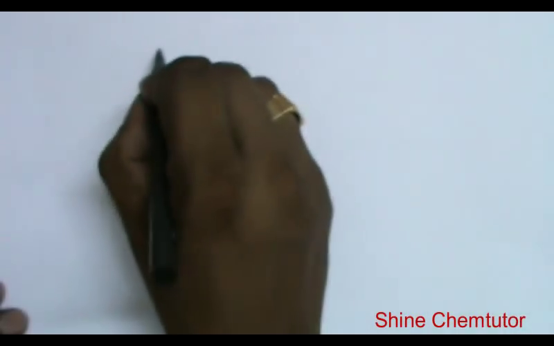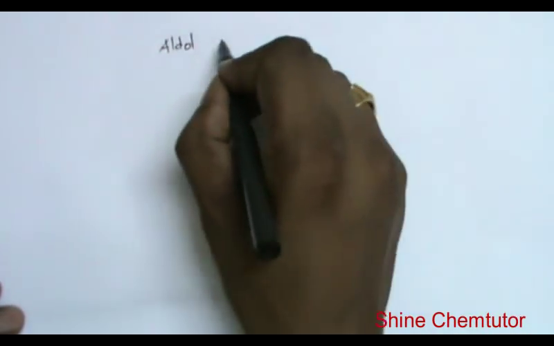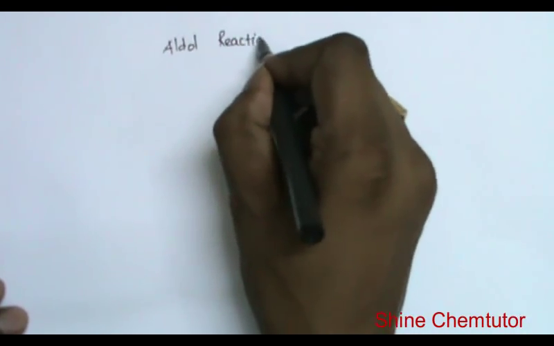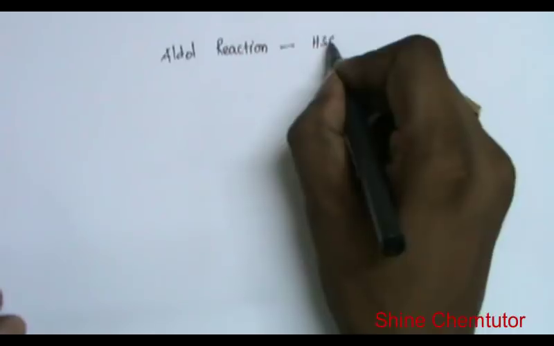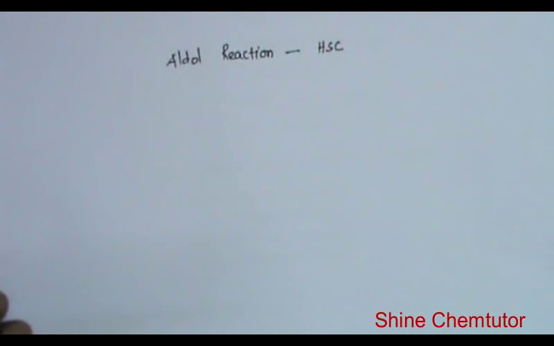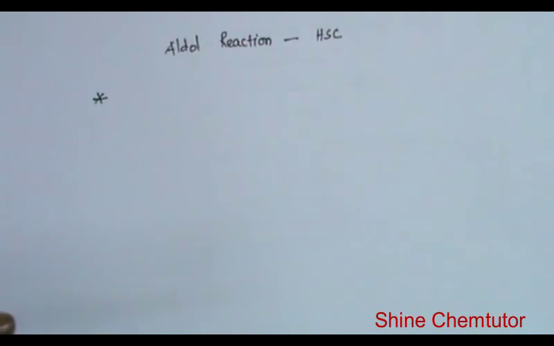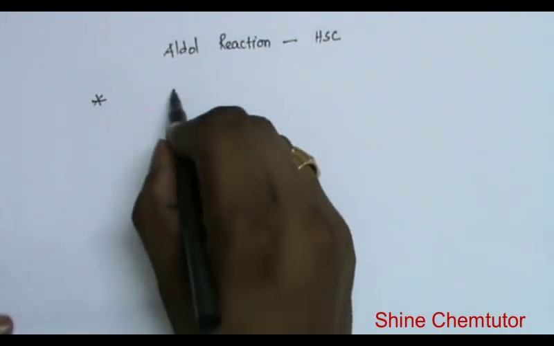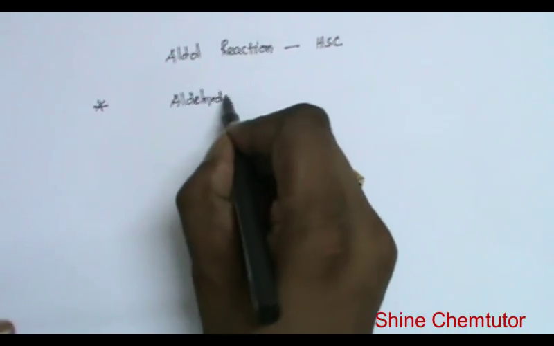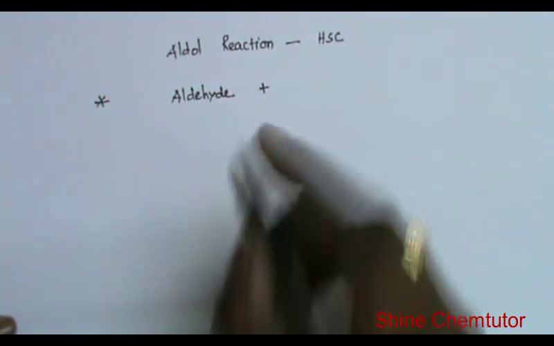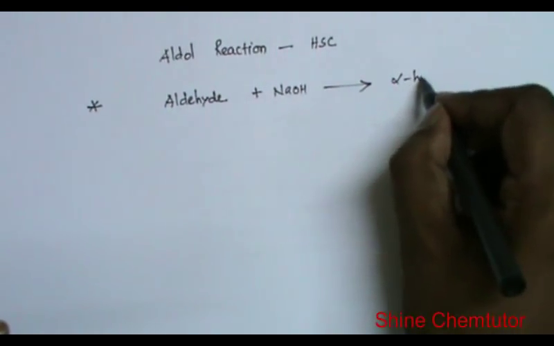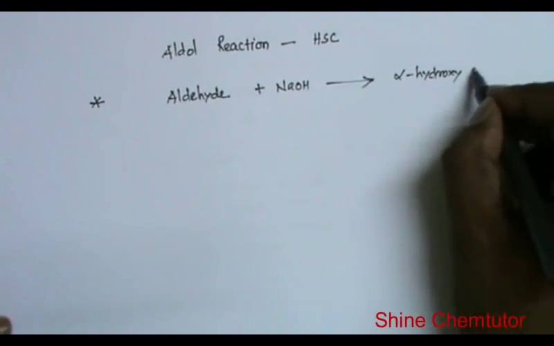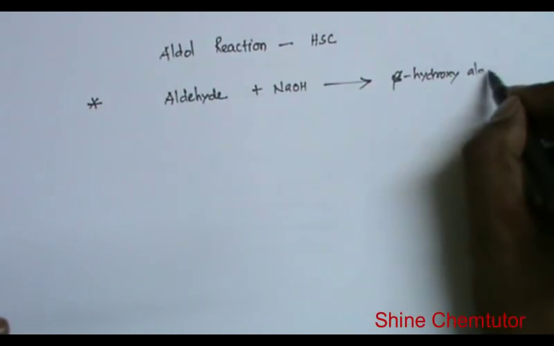Now let's go to the subject. I go for the very well-known aldol reaction. I first came across this reaction in 12th standard. According to that, an aldehyde which has alpha hydrogen reacts in the presence of sodium hydroxide to give alpha hydroxy aldehyde. Sorry, it is beta hydroxy.